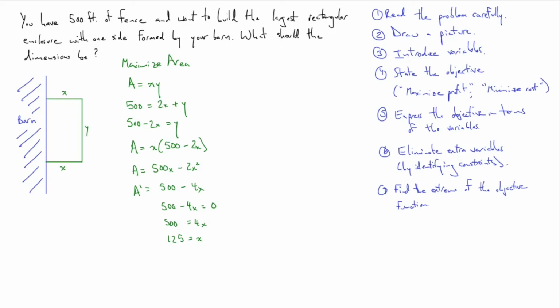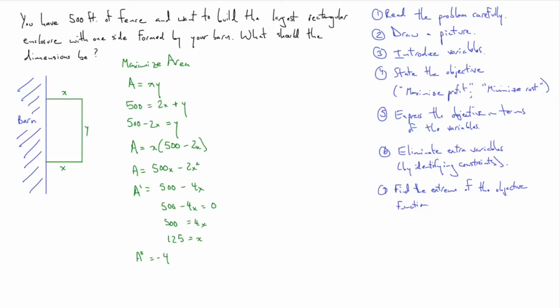Now, that critical point could be a maximum or a minimum or maybe neither. It would certainly be embarrassing to do all this work and then find the answer that gave the minimum, the smallest possible enclosure. And so we should check that our critical point is indeed a maximum. In this case, it's very easy to tell using the second derivative test.